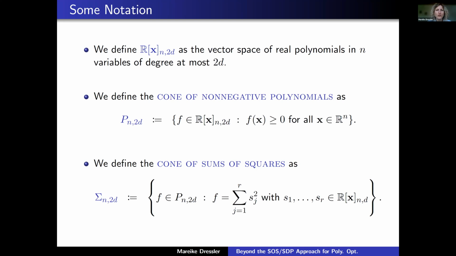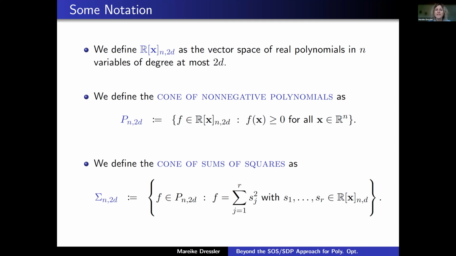To get us all on the same page, I will basically use the same notation as James and Georgina. In case you forgot, I will use R sub n to d as the vector space of real polynomials in n variables of degree at most 2d. Usually when we work with these creatures, we want to have a finite real vector space, right? That's this R[x] sub n to d.